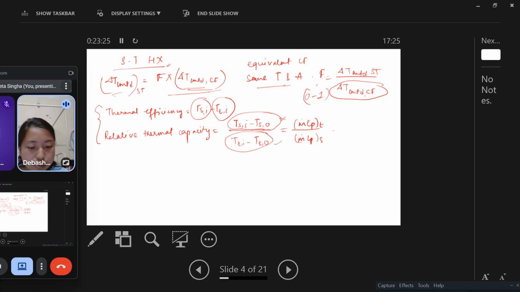So the effectiveness of the heat exchanger is given by Q by Q max. So we'll be using all this formula today in today's class. Delta T, and this Q max we get by MCP minimum.